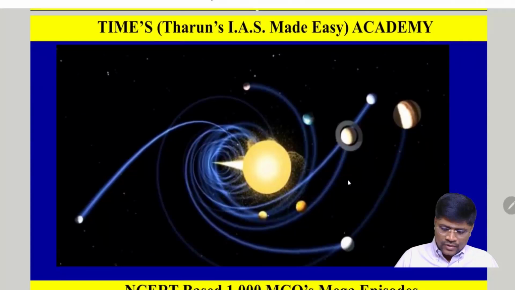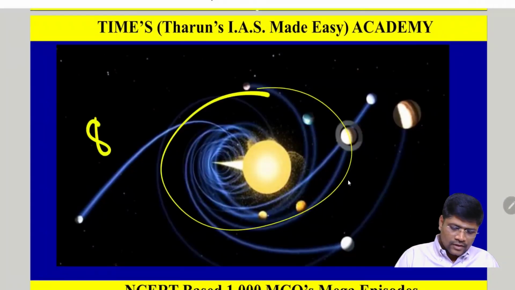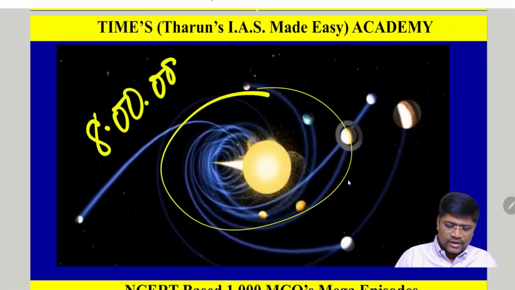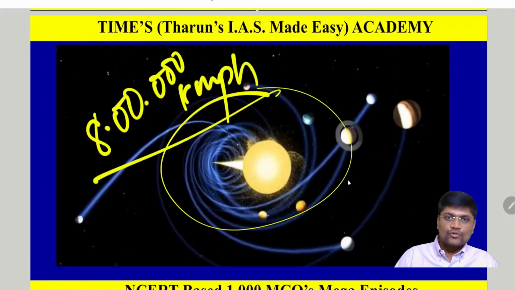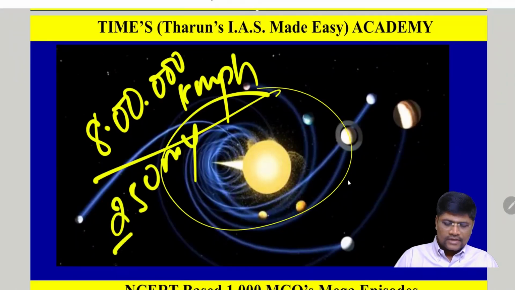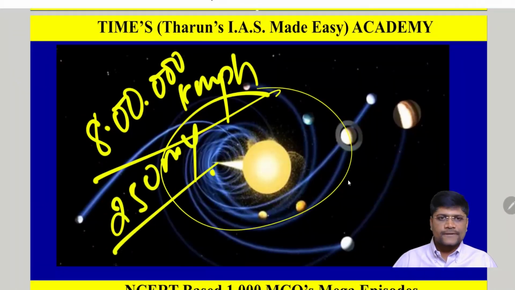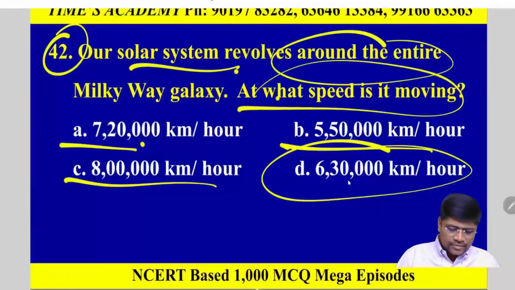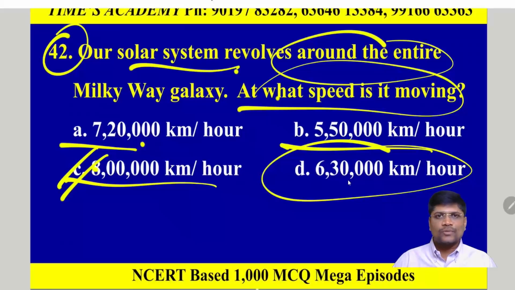So we know it is revolving at around 8 lakh kilometers per hour. With this speed, it completes one revolution around the Milky Way galaxy once in 250 million years, which equals one cosmic year. So the correct option is option C, 8 lakh kilometers per hour. Right now we are moving at a speed of 8 lakh kilometers per hour.